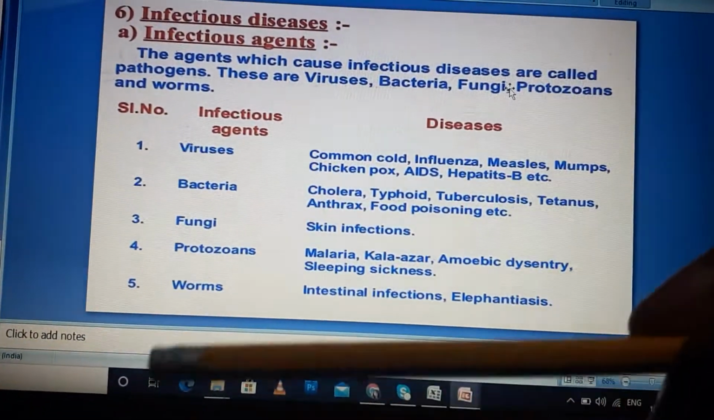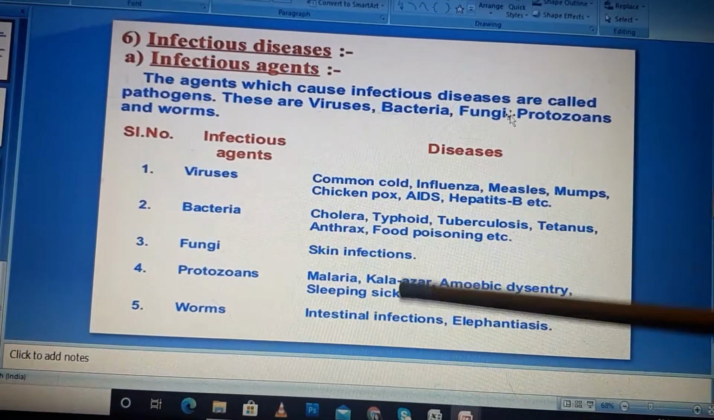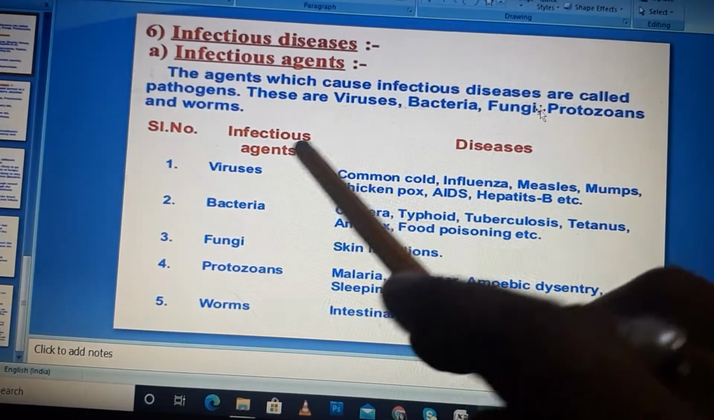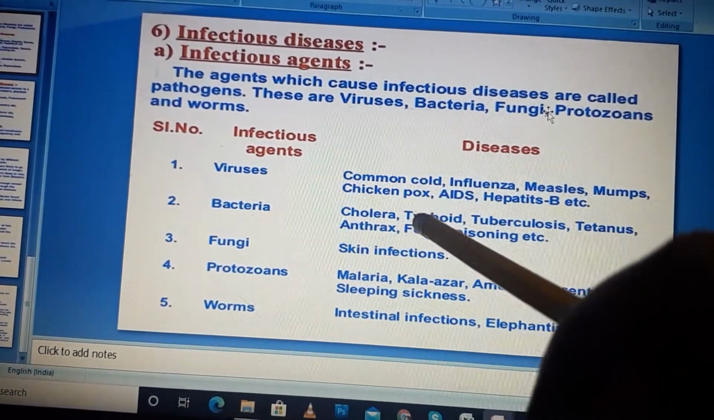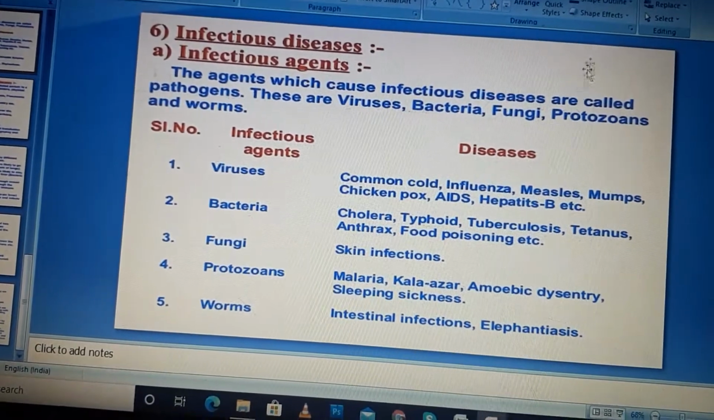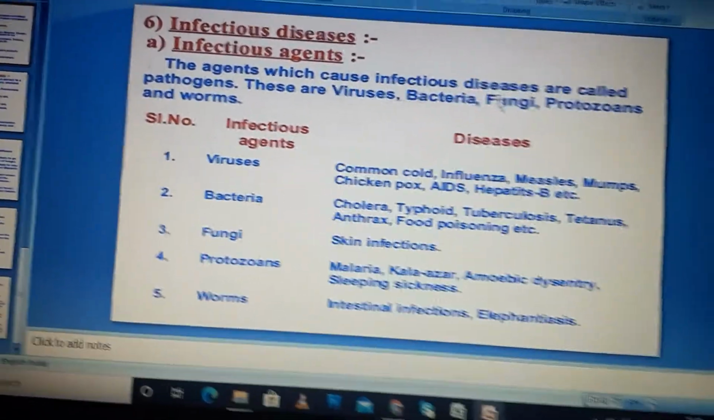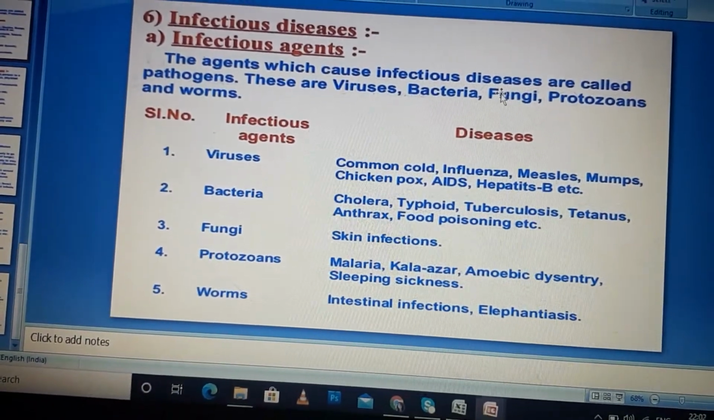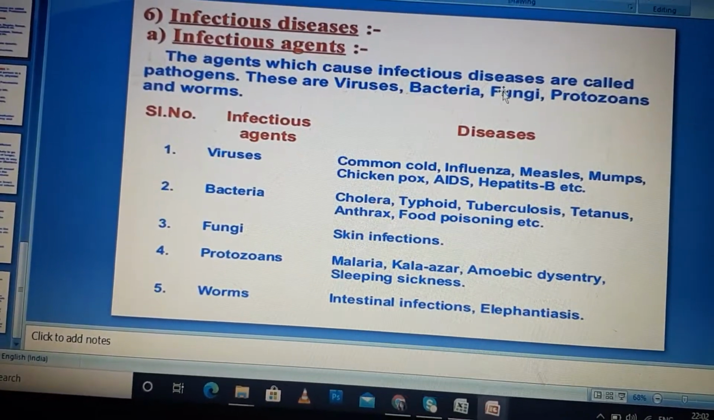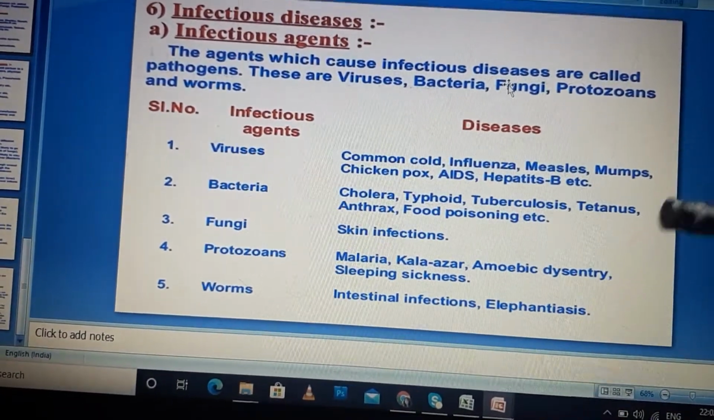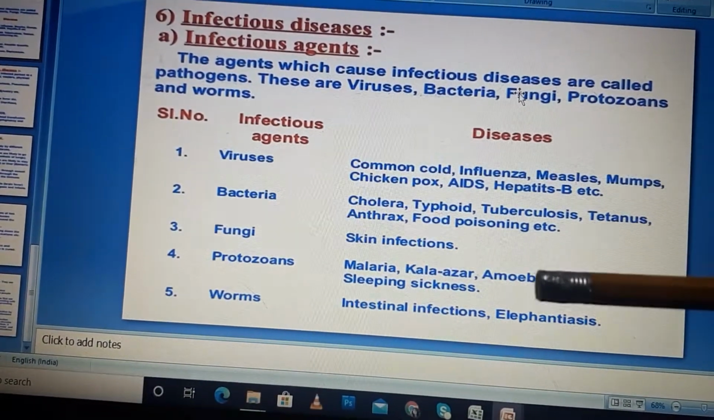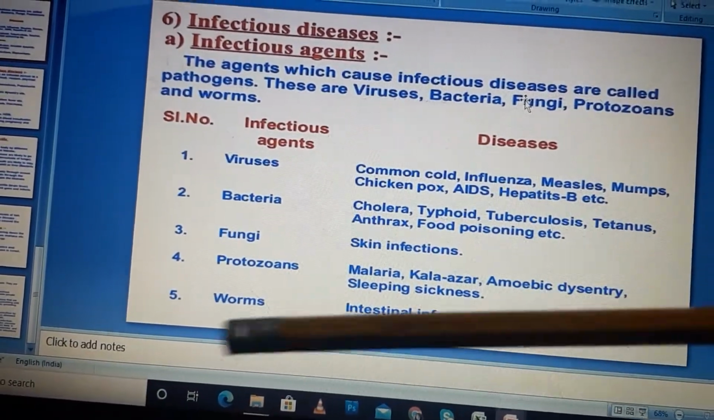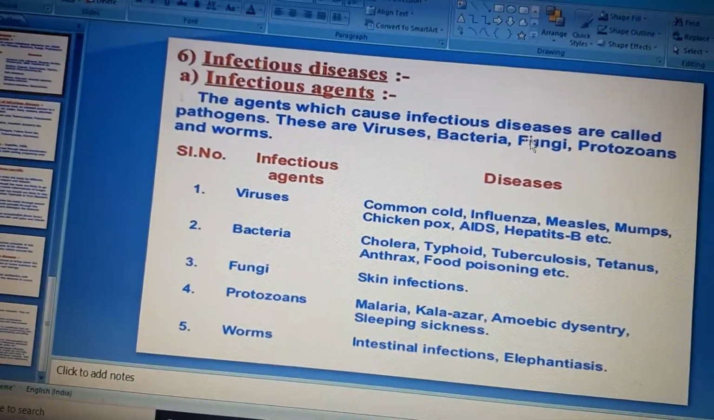Some of the common diseases caused by the infectious agents: Viruses cause, the major one we are dealing with these days, COVID-19. Also, we have common cold, influenza, measles, mumps, chickenpox, hepatitis B. Bacteria cause cholera, typhoid, tuberculosis, and so on. Fungi cause skin infections. Protozoans lead to malaria, kala-azar, amoebic dysentery, etc. Worms lead to intestinal infection and elephantiasis.